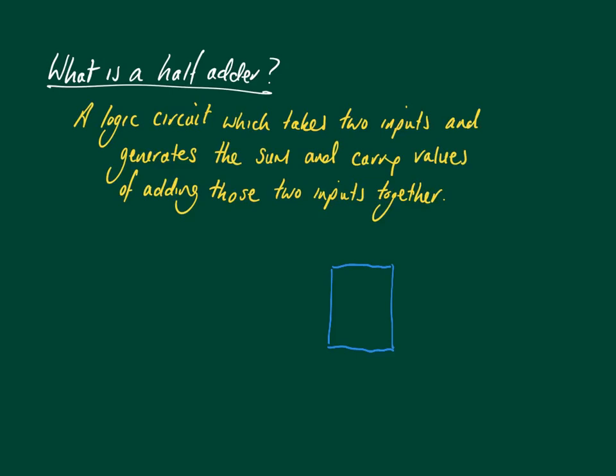So here's our black box, and I'm just going to write half adder, and we've got two inputs, A and B. And inside the half adder box, we're going to be adding those two numbers together and generating the sum, but also generating the carry value.